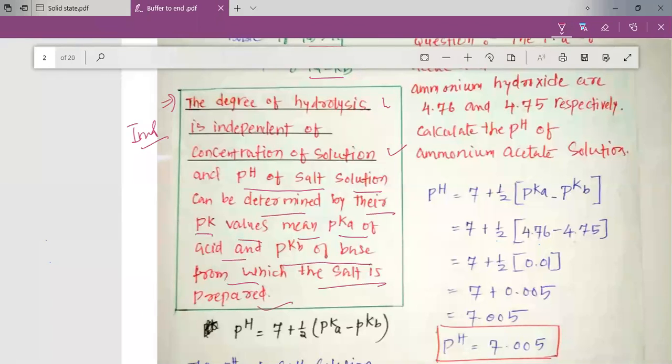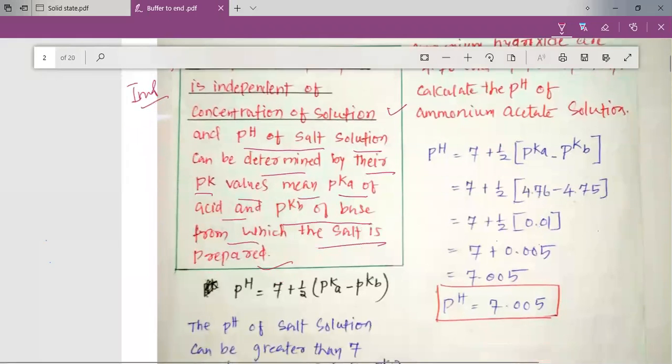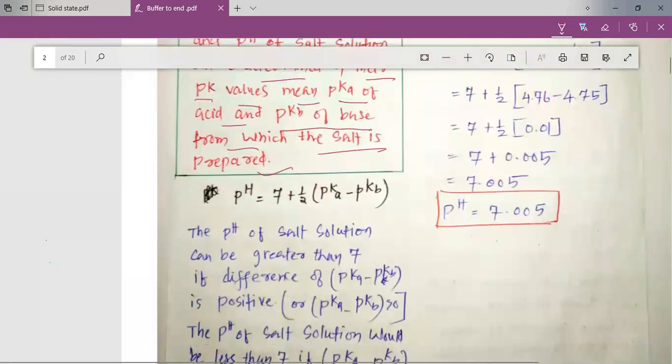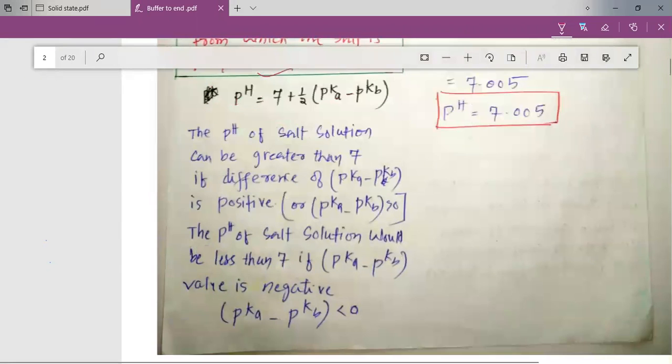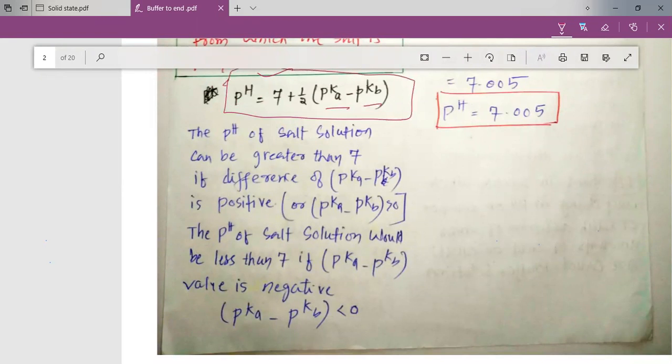prepared. So my dear students, from whatever acid and base the salt has been prepared, we can find out the pH from the pKa and pKb values of this weak acid and weak base. For that, we write the formula: pH is equal to 7 plus 1/2 times (pKa minus pKb). The pH of the salt solution can be greater than 7 if the difference pKa minus pKb is positive.